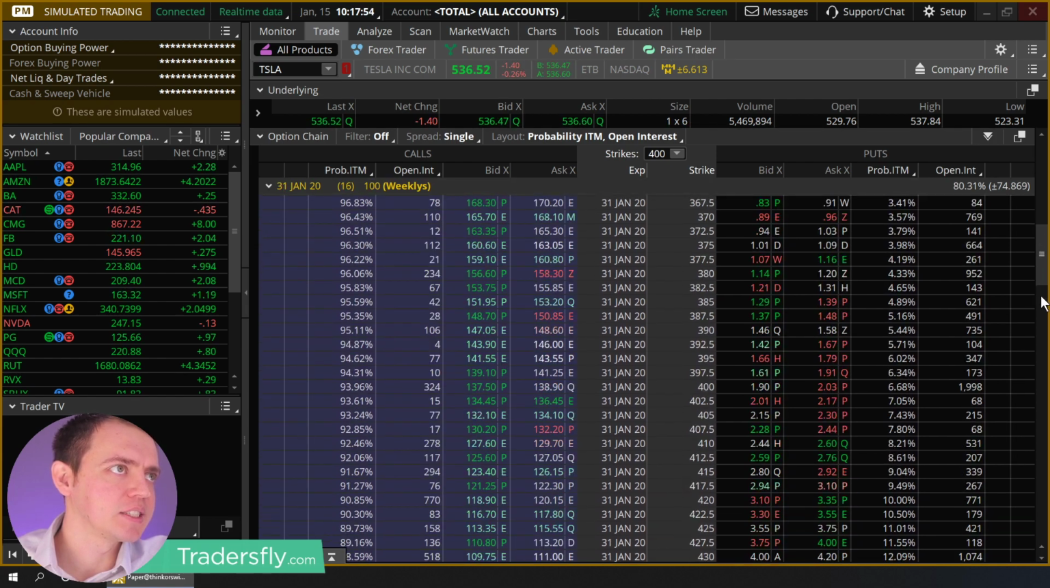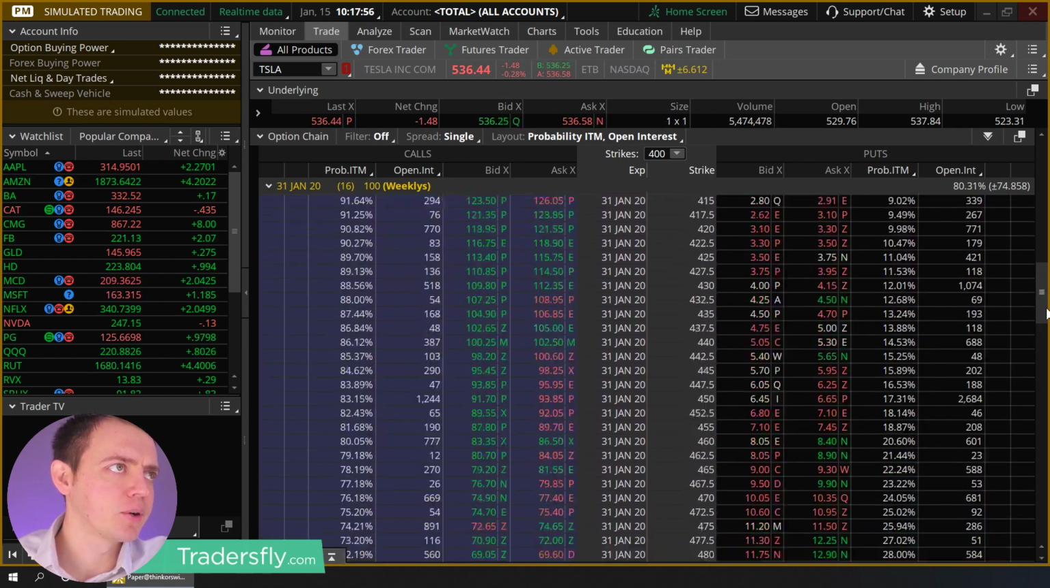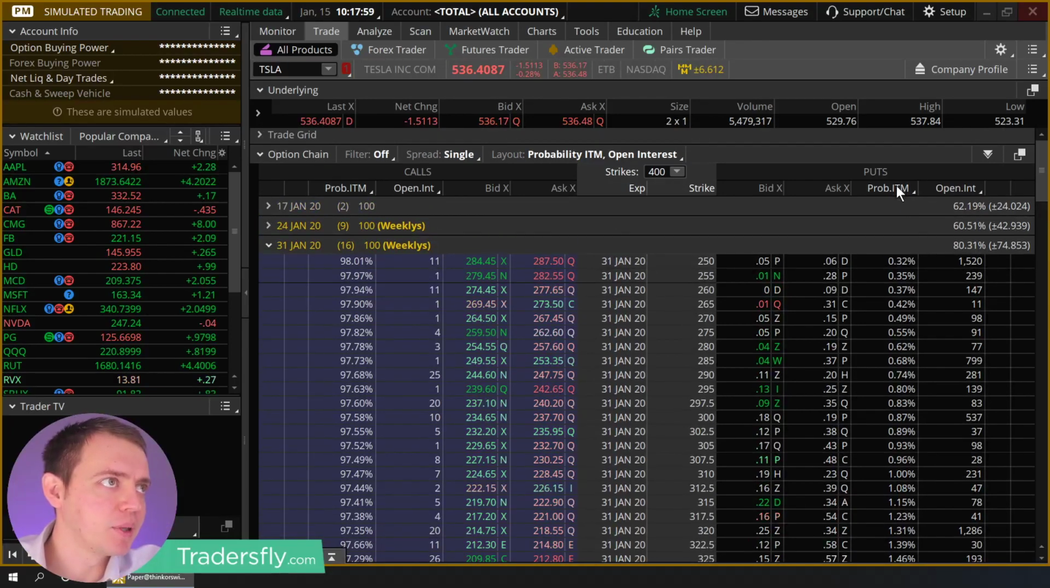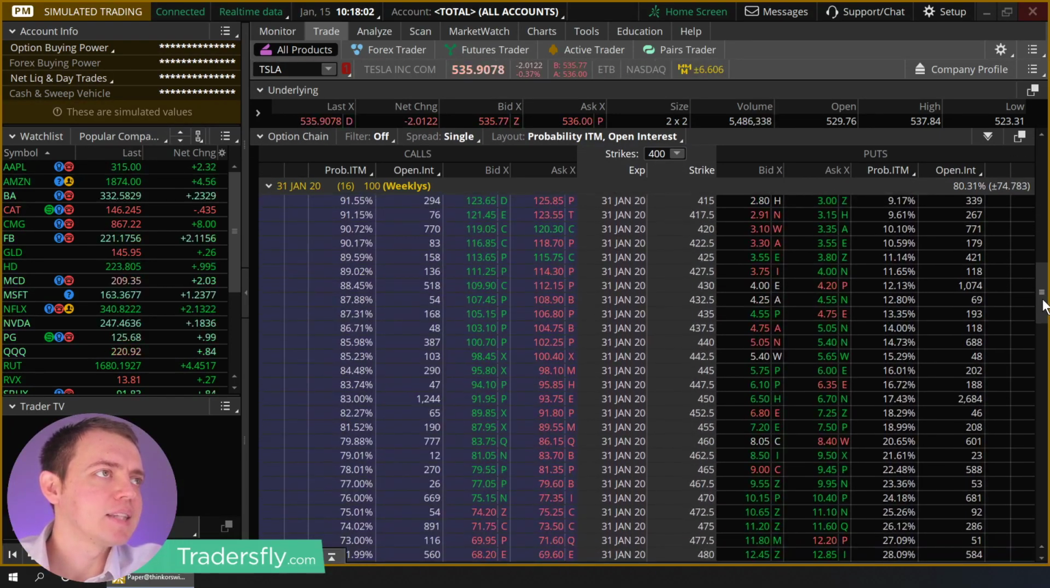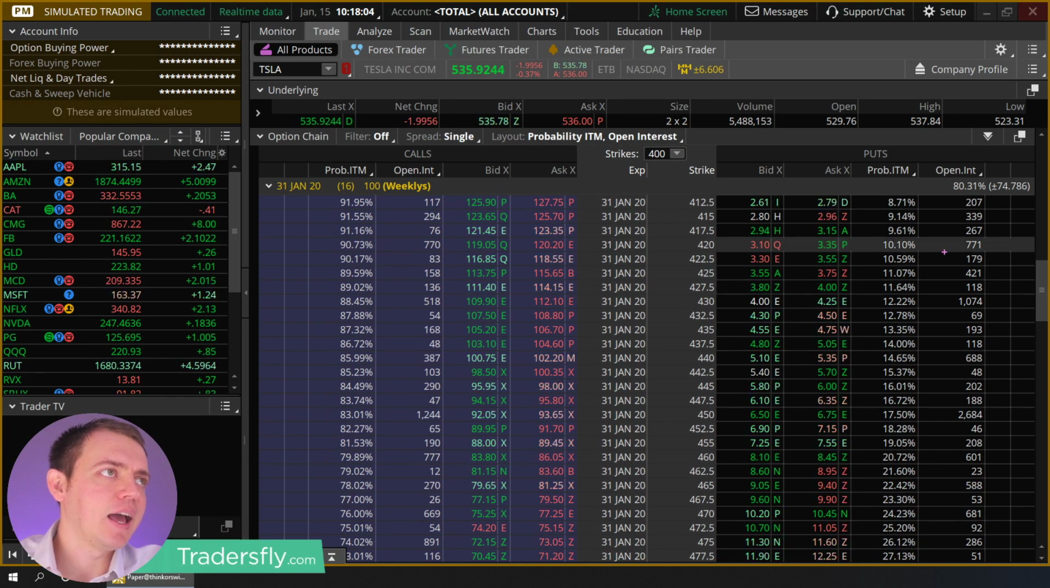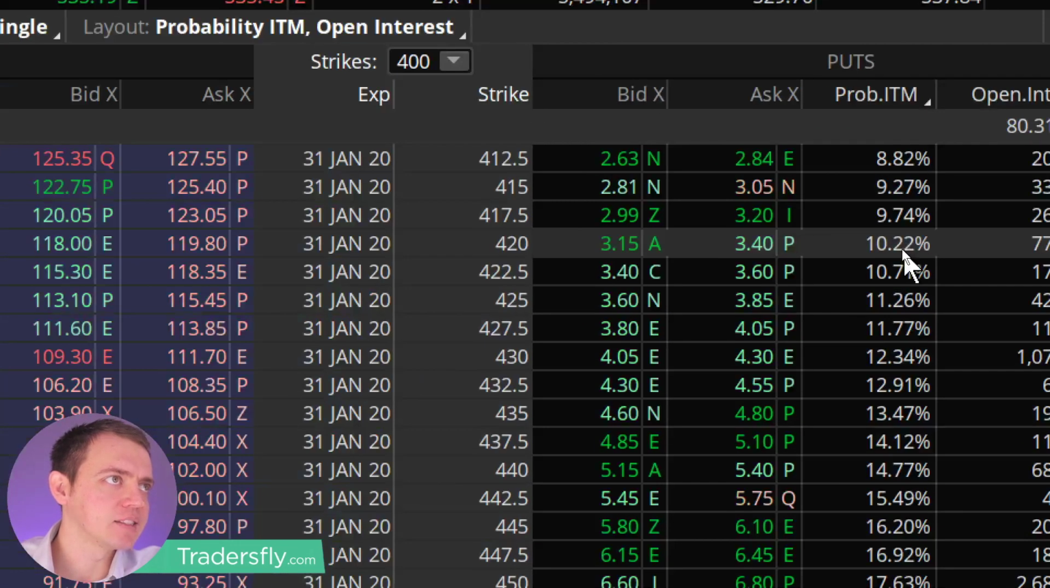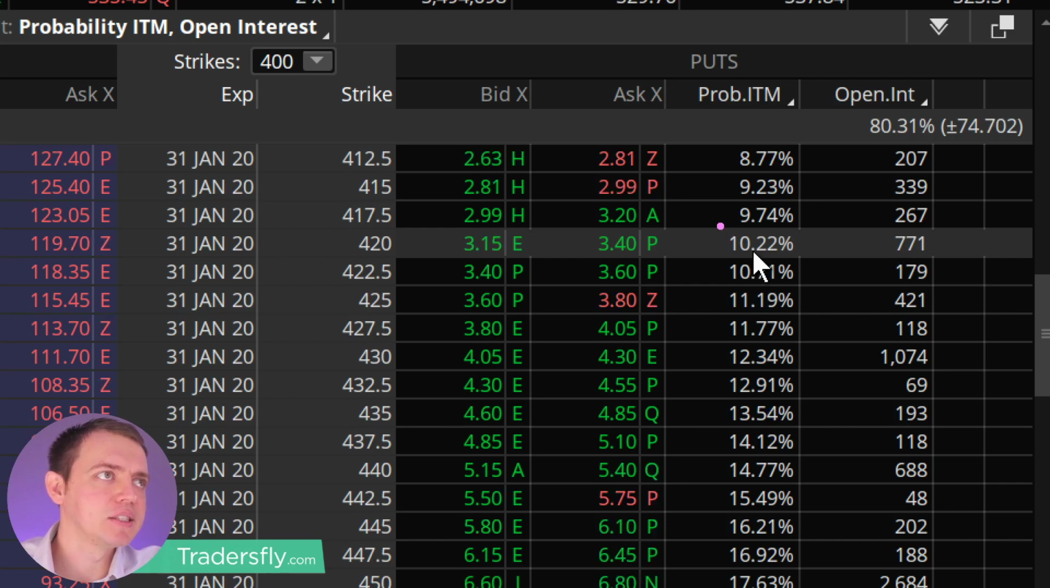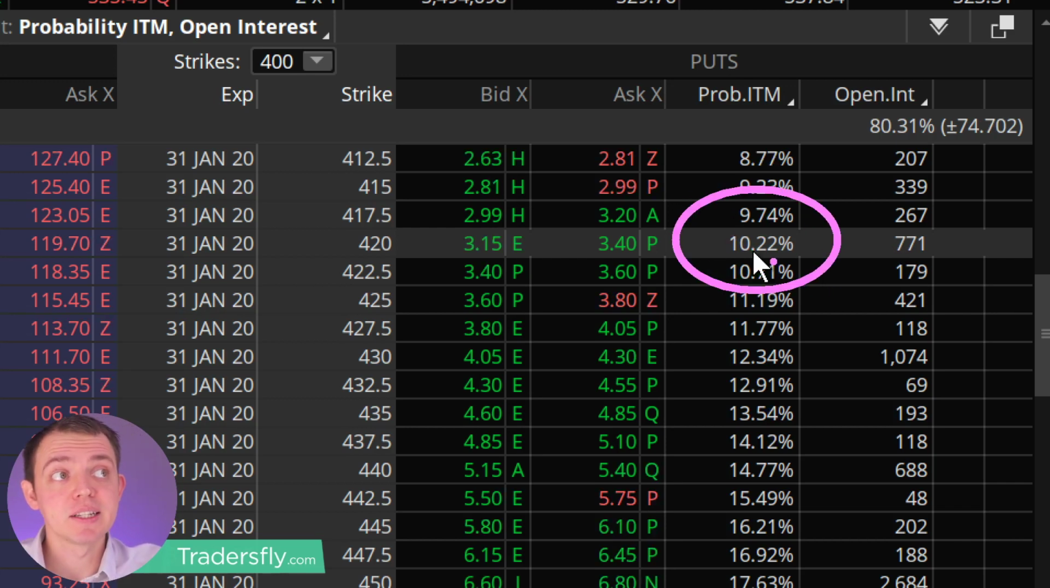So let's say we were doing 16 days or so, a shorter term duration. What we're ultimately looking at is the probability of in the money. If I'm a net seller of this, and I sell it at around this 10% level, that also means I have a 90% chance of success. Because 10% is the chance if you're a buyer of it. If you're buying the puts at 420, you only have about a 10% chance of success, whereas if you're selling, you have the opposite of that: a 90% chance of success.